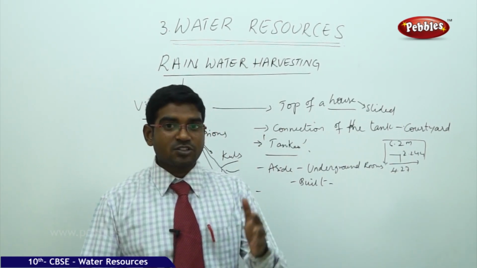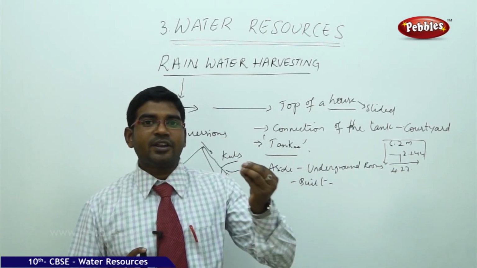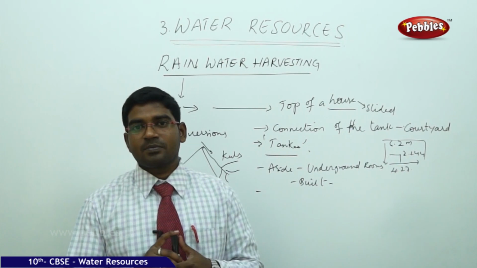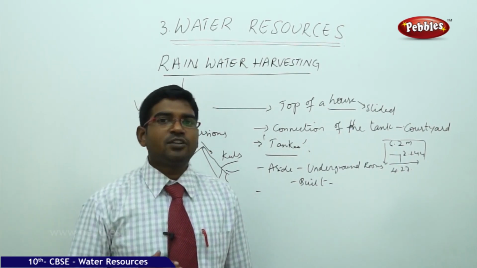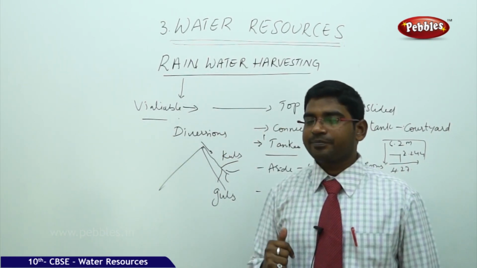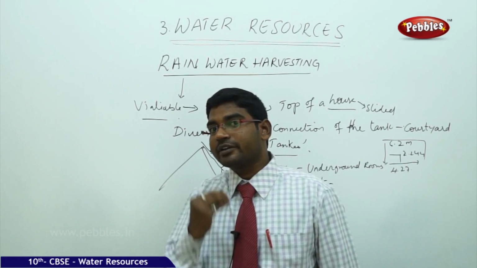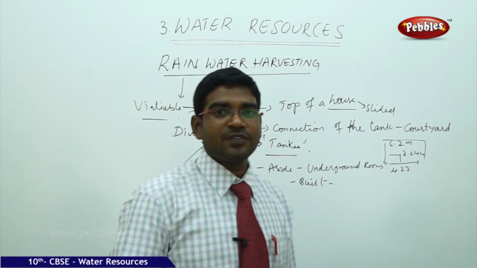Because in the introduction of this topic, we mentioned that it is a viable alternative for a multi-purpose project. A multi-purpose project can provide water for huge hectares of land, lakhs of hectares of land. Then how can this be a viable alternative for that? A small example will definitely justify this.